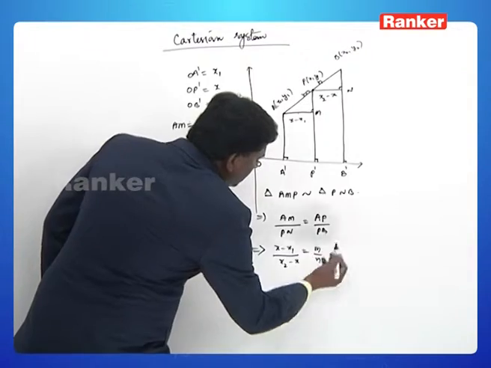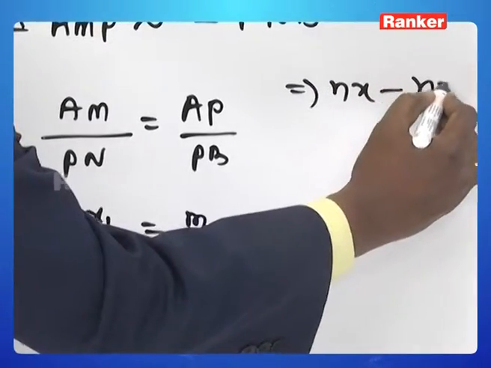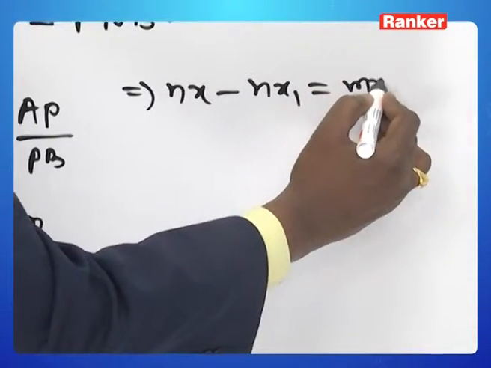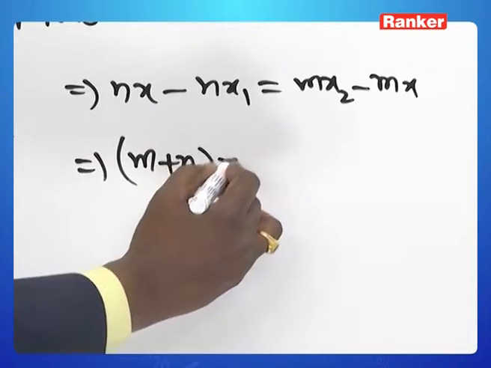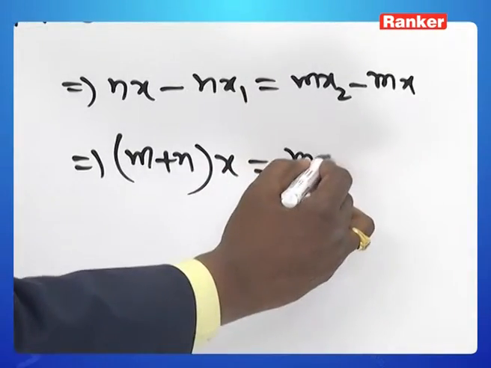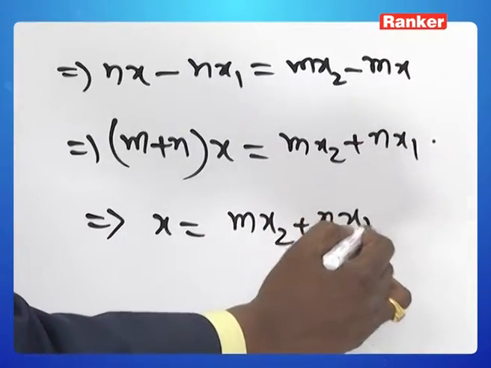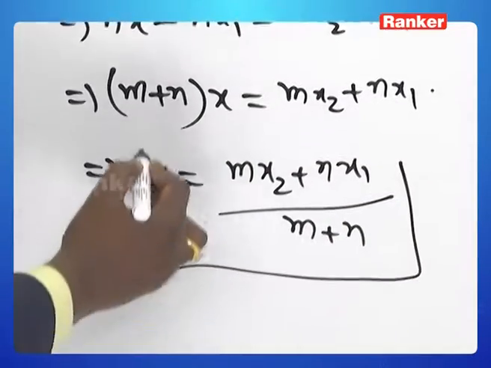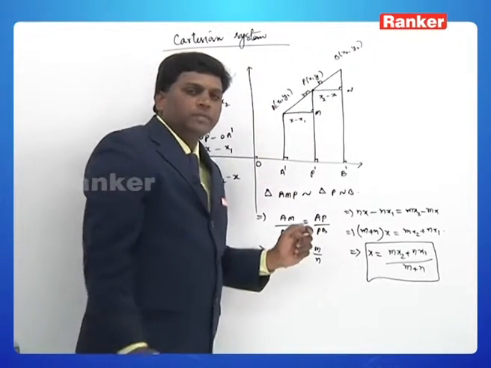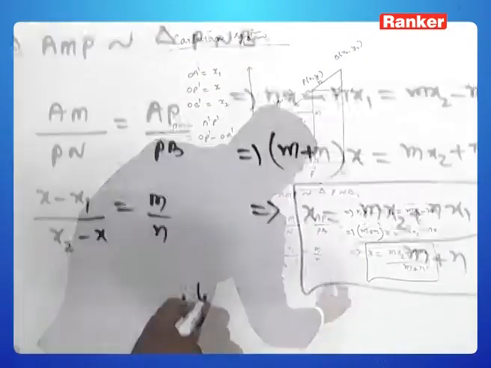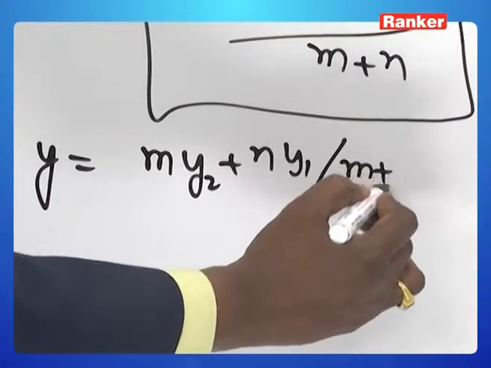Applying this, if you simplify this, nx minus nx1 equals mx2 minus mx. Transferring mx to the left side, mx plus nx, that is (m plus n)x, equals mx2 plus nx1. This implies x equals mx2 plus nx1 by m plus n. This is taken as the abscissa of the point P, which is dividing AB in the ratio of m is to n. In a similar way, we can get the y coordinate also, equal to my2 plus ny1 by m plus n.